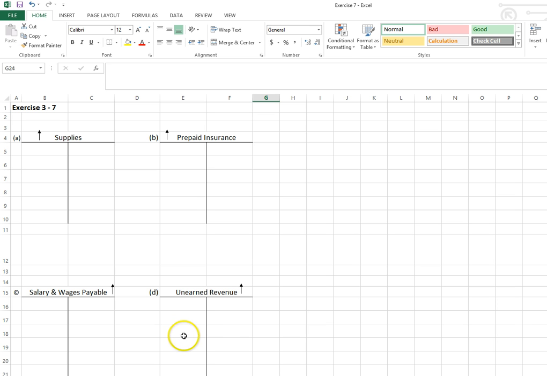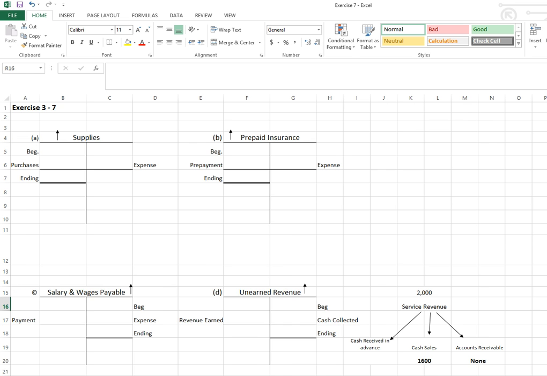So let's go over that again. It goes up because we receive cash in advance, and so we owe goods and services. That's the liability. And then it's going to go down. The liability goes down because we've earned the revenue. Okay, so let's look at the accounts now.